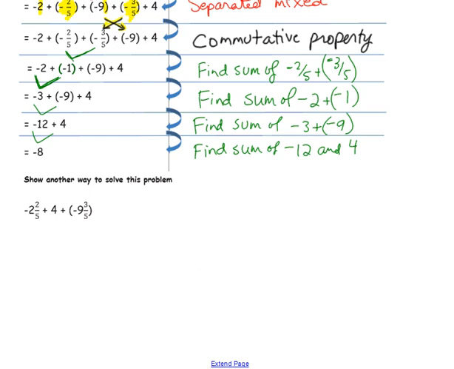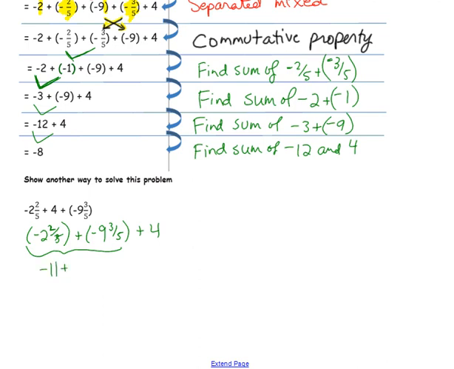So I would solve this differently than Fido. I would combine my negatives together. So we have negative 2 and 2/5 plus negative 9 and 3/5. Then I would add the 4. These already have a common denominator, so you can just add the whole numbers and the fractions. Negative 2 plus negative 9 is negative 11.